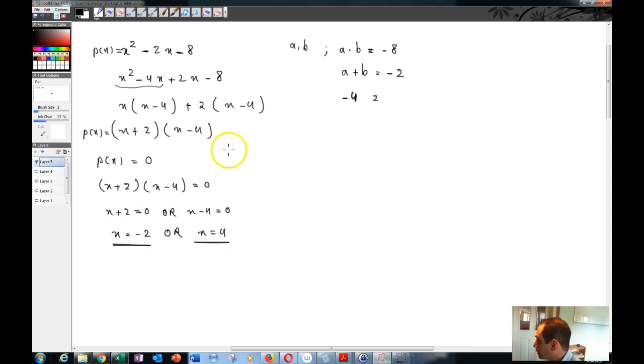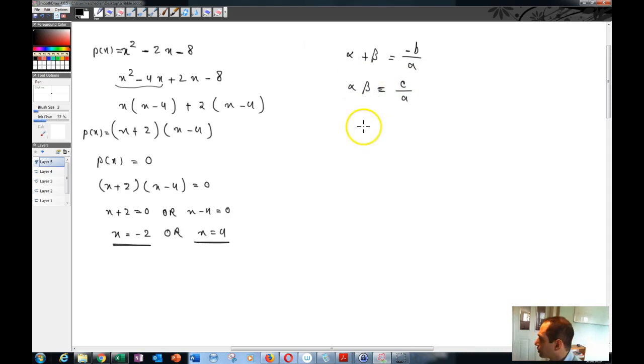Now, we said that basically the relationship between the zeros of the polynomial and the coefficients when it comes to quadratic polynomials was something that I must have forgotten by now, but I can go back here and find it. So we said that alpha plus beta is equal to negative b by a, and alpha beta is equal to c by a, if I'm not wrong.